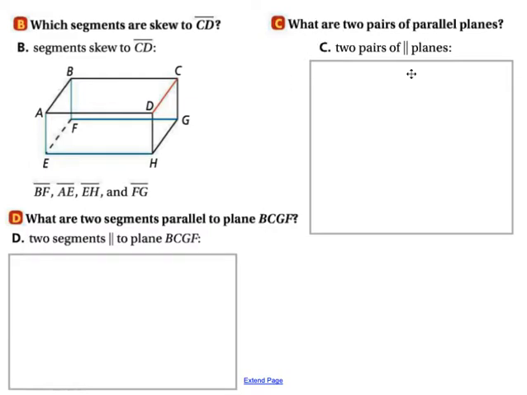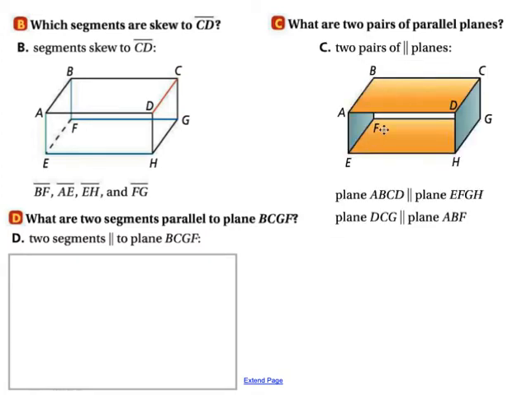What are two pairs of parallel planes? Well, we talked about that already. ABCD and EFGH would be parallel planes. We could also have ABFE, the left side of that box, is also parallel to CDHG. So those are parallel as well.